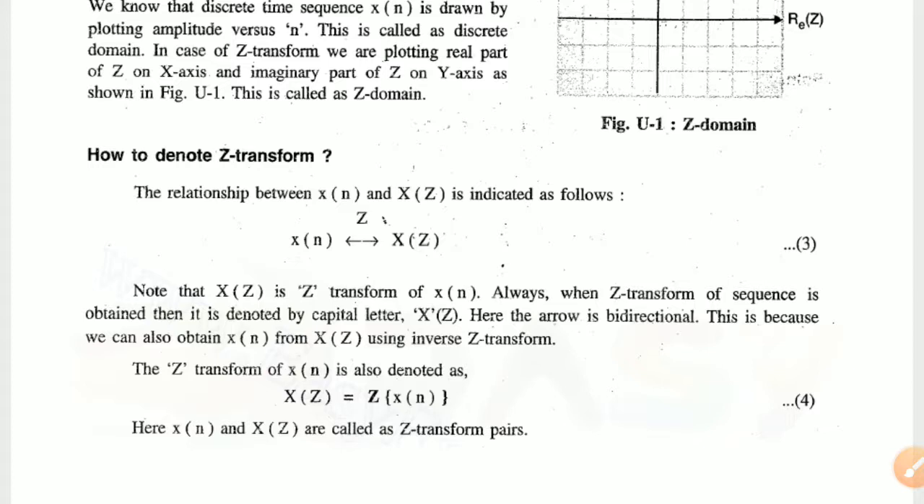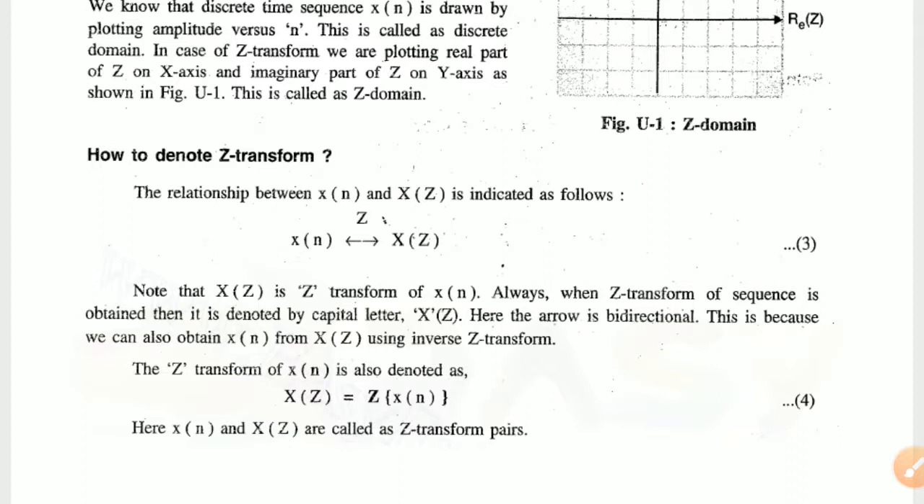This is the first equation, that is x of n, with the double arrow, the two-sided arrow shown in the figure. The z is indicated on that, and it shows that the Z transform of x of n is nothing but X of z. Note that X of z is the Z transform of x of n. Always, when the Z transform of a sequence is obtained, it is denoted by a capital letter, like I have told you earlier, that is X of z.